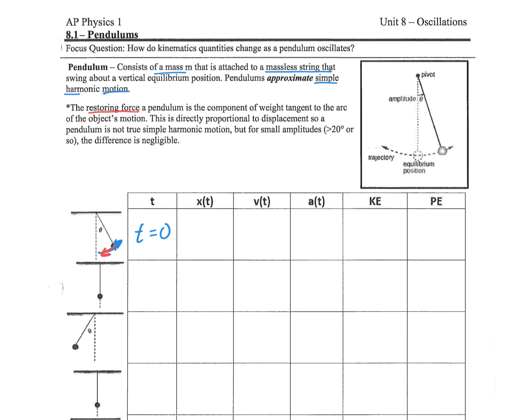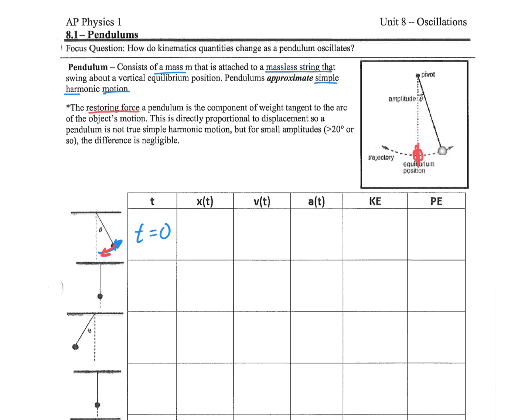It's tangent to the arc, so notice that I had it going perpendicular to the string, don't I? It's always going to be tangent to the arc, proportional to the displacement. In other words, the further I pull it back, the more it's going to want to go back into its original equilibrium position. Does everybody understand the equilibrium position for a pendulum is at the bottom? This is my equilibrium position. It wants to go back eventually to being straight down, doesn't it? And resting.